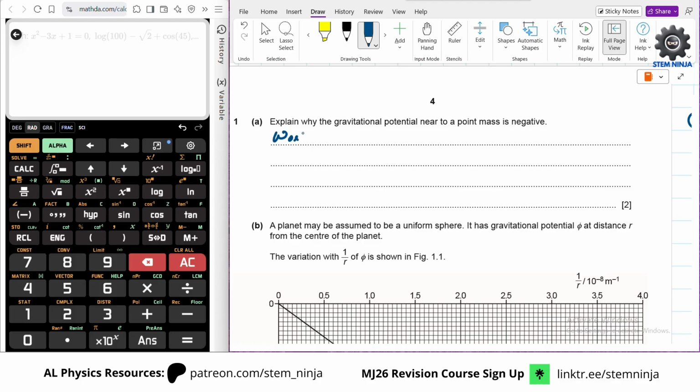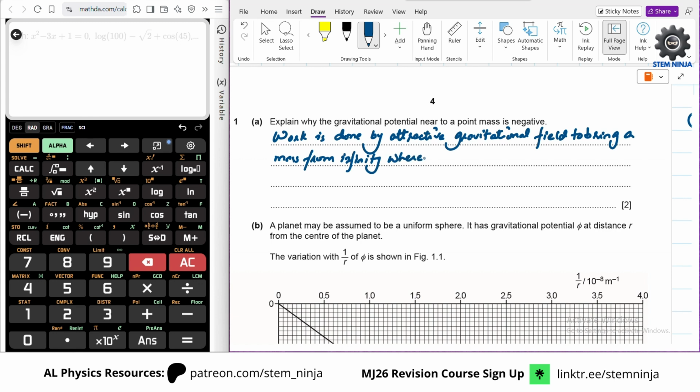So: work is done by the attractive gravitational field to bring a mass from infinity, where potential is 0, to a point closer to another mass, resulting in negative potential.